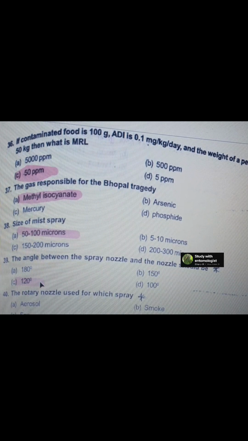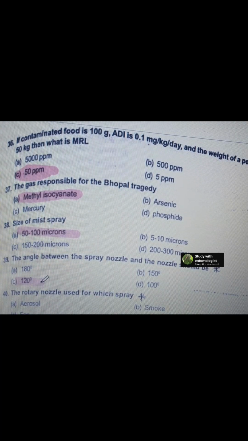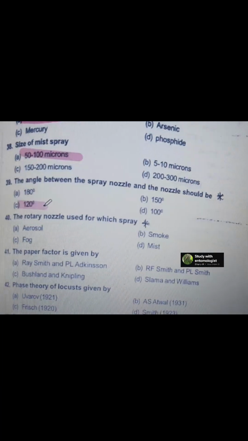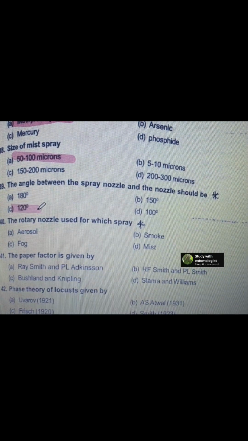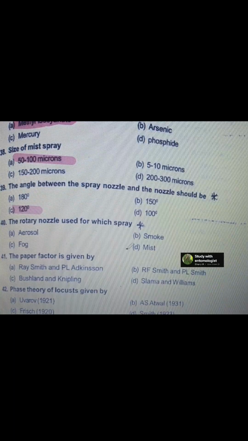And the basic information is the angle between the spray nozzle and the nozzle should be 60 to 120 degree, but the most efficient in the agriculture is 120 degree. Then next question is the rotary nozzle used for which spray? So rotary nozzle is used for the mist.